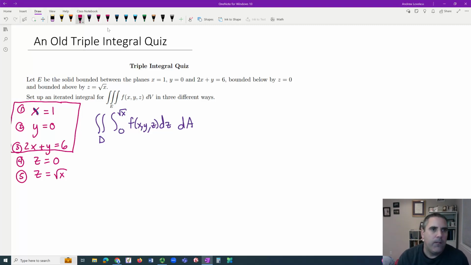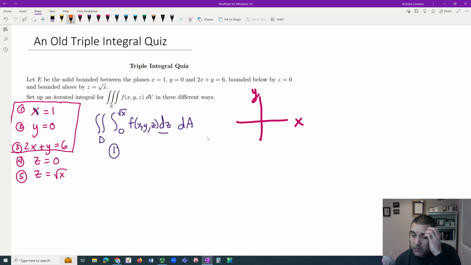Okay, so now we've chosen to use z on the inside. The next thing I do, so step 1, choose your inner bounds. And you really can choose anything you want. Step 2, draw these axes. And it's going to be the remaining variables.